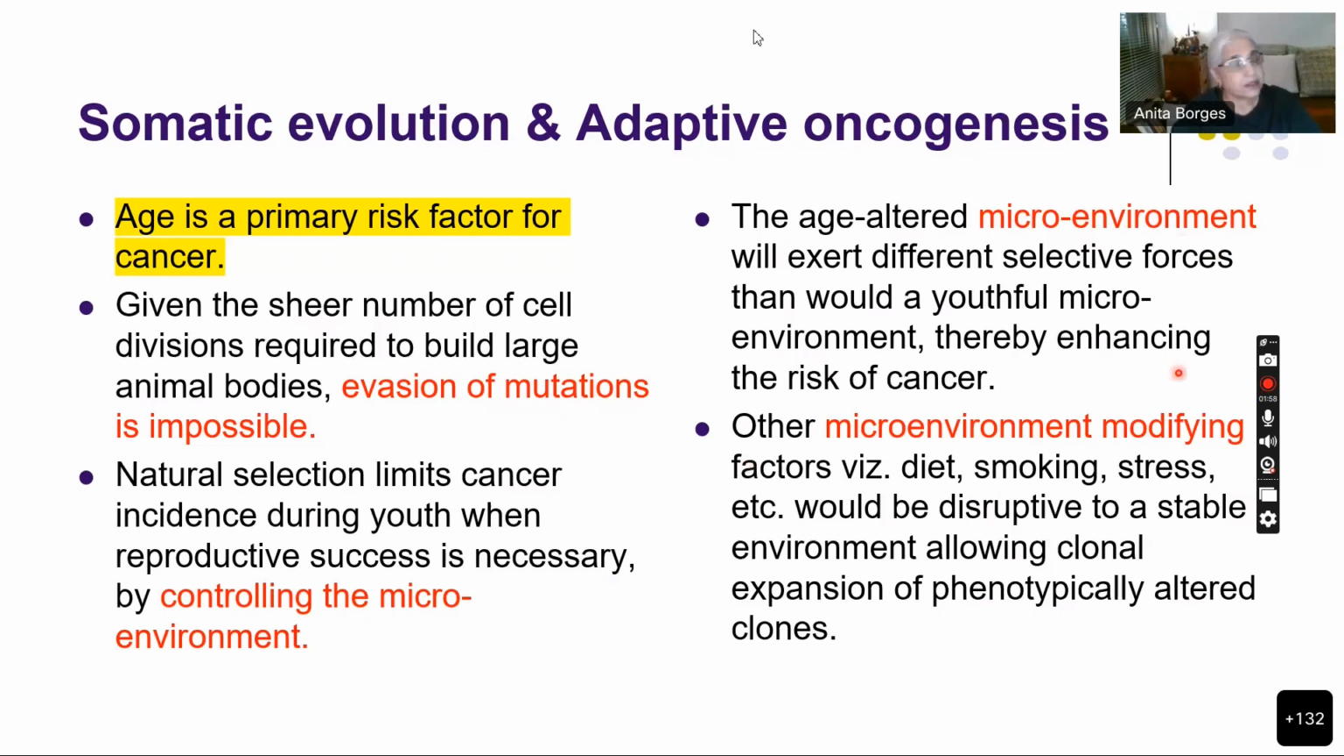But when we are young, what nature wants is reproduction to occur. Once the age for reproduction is past, nature doesn't care whether you live or die. And the age-altered microenvironment exerts different selective processes than a youthful microenvironment would have. And we add to it by our inappropriate diet, smoking, stress, etc. And then the stable microenvironment is destroyed, and you can get clonal expansion of phenotypically altered clones.